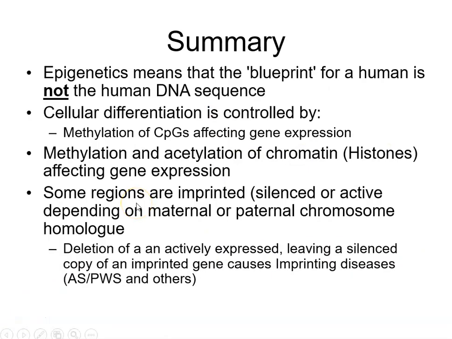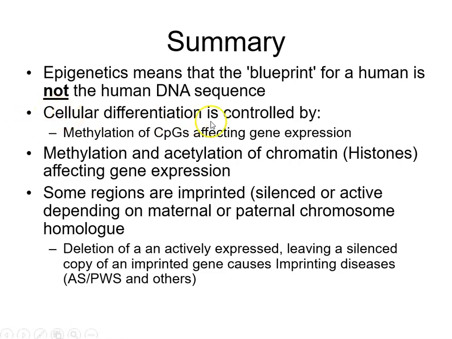So in summary, epigenetics is not what we call the blueprint for a human. The blueprint is a set of instructions that allows the complete formation of a human, of something. That's what a definition of a blueprint is. The genetic sequence, all the A's, G's, C's and T's is not enough. You need the epigenetic information as well. What I'm trying to say is it's not just the DNA sequence, it's also whether those regions of DNA are epigenetically active or inactive.